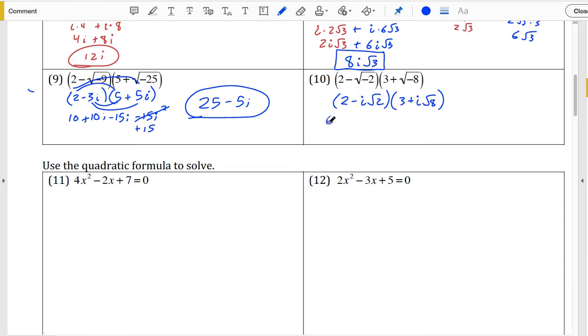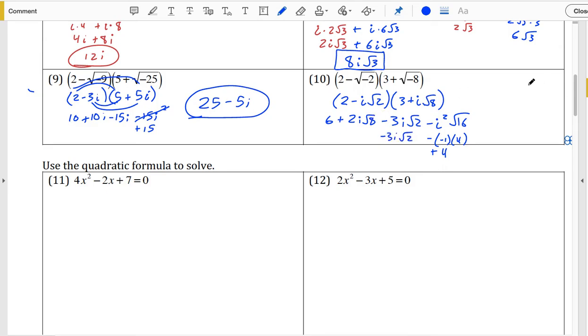So 2 times 3, that's 6. 2 times i root 8 is plus 2i root 8. Then I've got negative i root 2 times 3, so it's negative 3i root 2. And then negative i root 2 times i root 8 is negative i squared root 16. All right. So root 16 I know is 4. So I've got negative 1, which is i squared, times 4. So because it's two negatives, I'll become positive 4. So I still have my minus 3i root 2 here.